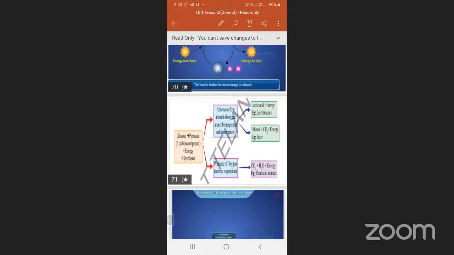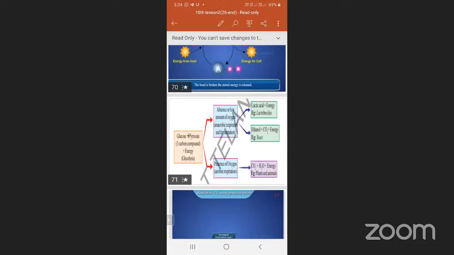In the first stage, as I told you, in all these organisms the glucose is oxidized in two stages. In the first stage, it is converted into two molecules of pyruvic acid. Two molecules of pyruvic acid.